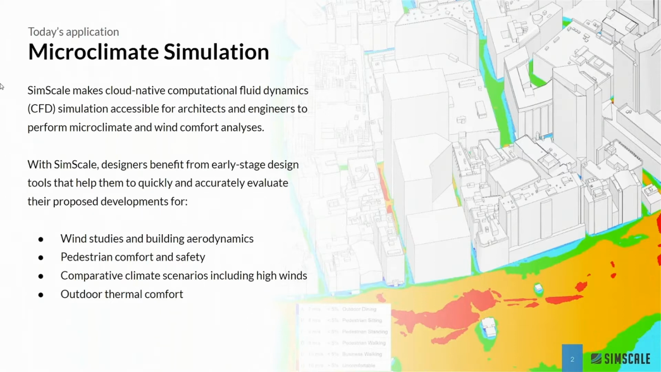On top of the wind comfort analysis, we can also do an outdoor thermal comfort analysis, taking into account radiation and thermal effects as well, to inform about the thermal behavior and how people will feel at pedestrian level around buildings and in larger cities.